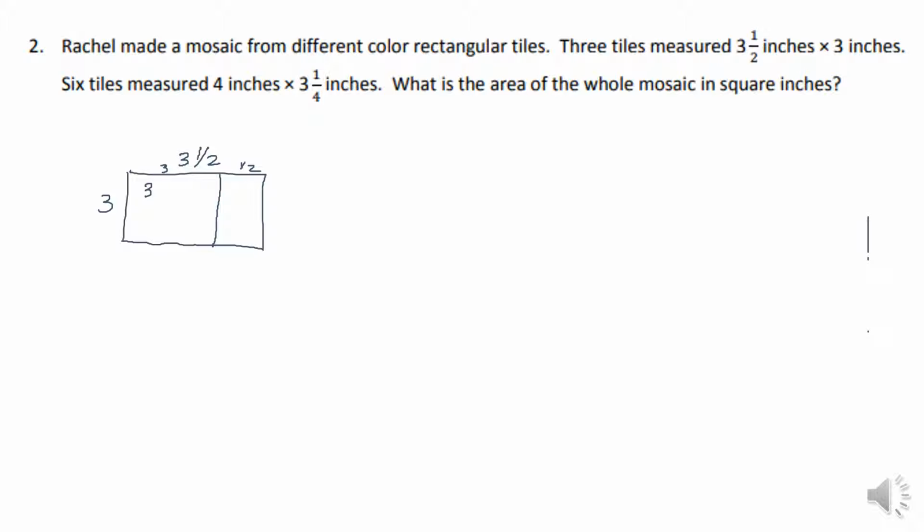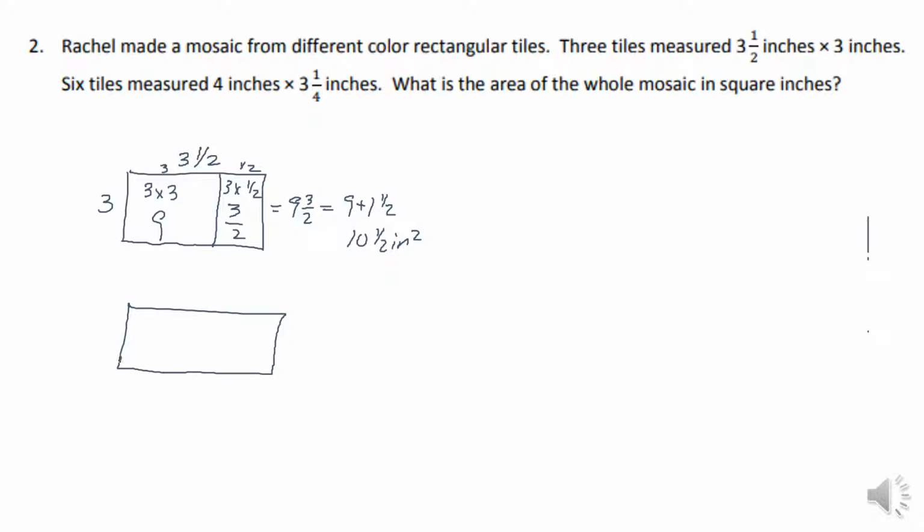So this is 3, this is 1/2 times 3. So here we got 3 times 3 would be 9, and 3 times 1/2 would give me 3/2. So this one is going to equal 9 plus 3/2, which equals 9 plus 1 1/2, which gives us 10.5 inches squared for the first one. Now, it says there's 3 tiles. So now we have 10.5 inches squared.